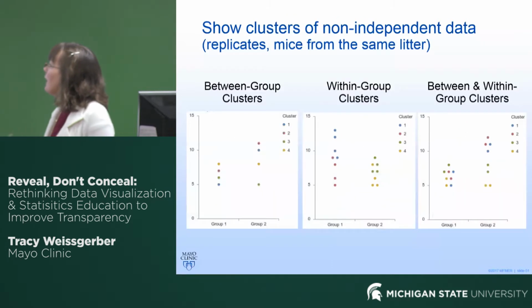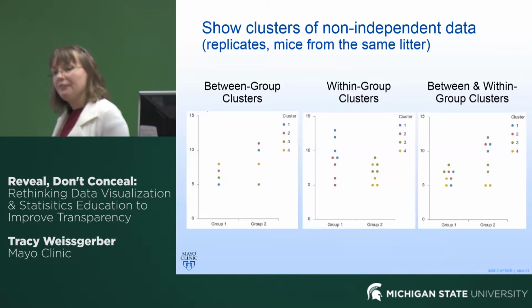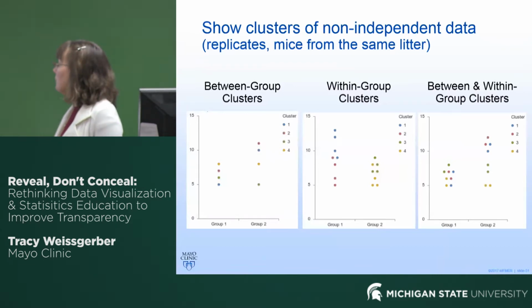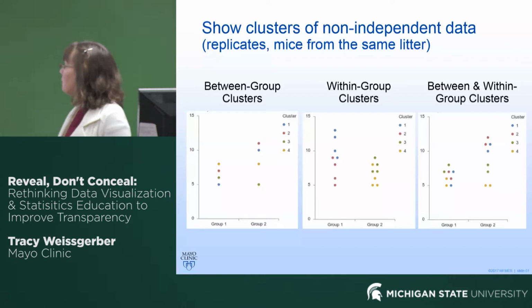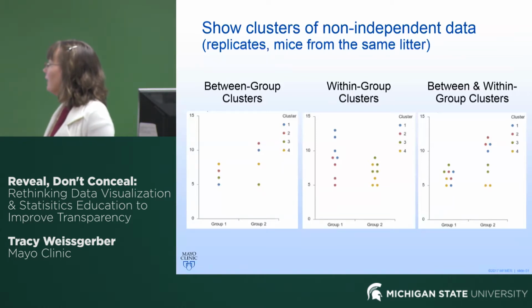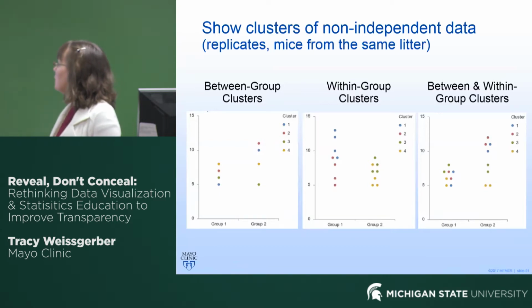The next feature it allows is for you to show clusters of non-independent data. So this is your replicates or your mice from the same litter. And it will automatically do a between group cluster design. So this is where I have one observation from each cluster in each group. It will do a within group cluster design. So this is where all of my observations from cluster 1 and cluster 2 are in group 1, and all of my observations from clusters 3 and 4 are in group 2. And it will allow you to do a within group cluster design. So I have observations from each cluster in each group.